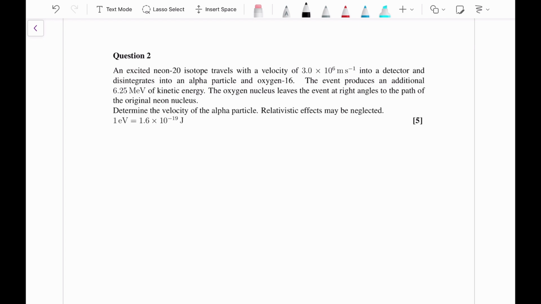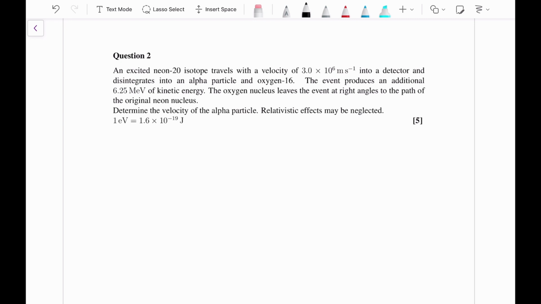And then for question 2, it says an excited neon 20 isotope travels with a velocity of 3 times 10⁶ meters per second into the detector, and this disintegrates into an alpha particle and oxygen 16. The event produces an additional 6.25 MeV of kinetic energy. The oxygen nucleus leaves the event at right angles to the path of the original neon nucleus, and it asks us to determine the velocity of the alpha particle. Relativistic effects may be neglected. And then it gave us the value of 1 eV.